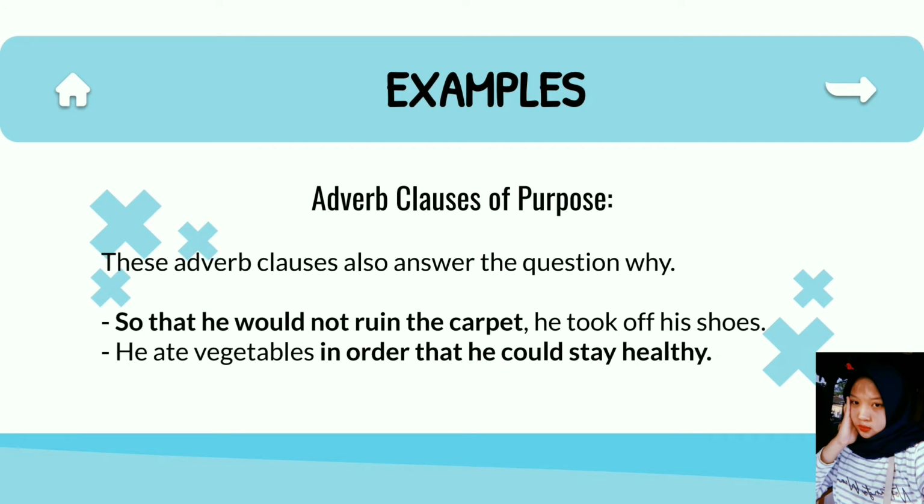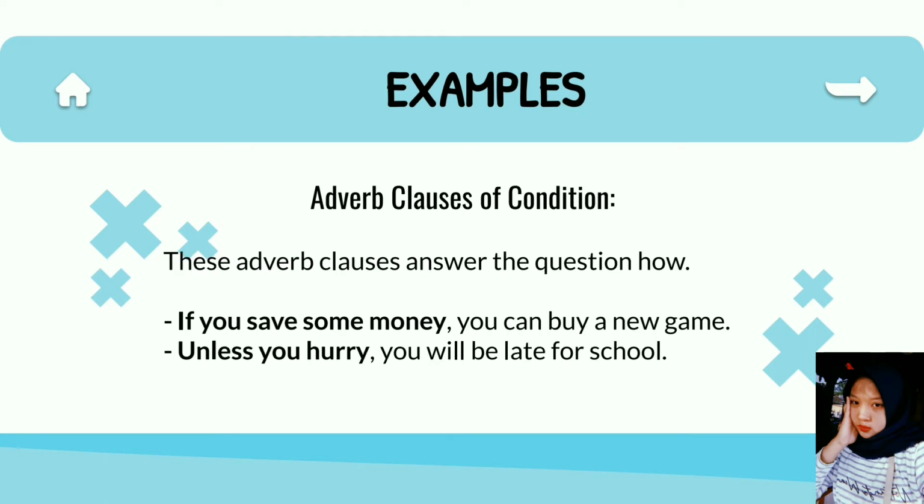And the next example is adverb clauses of purpose. These adverb clauses also answer the question why. So that he would not ruin the carpet, he took off his shoes. He ate vegetables in order that he could stay healthy. Next example is adverb clauses of condition. This answers the question how. If you save some money, you can buy a new game. Unless you hurry, you will be late for school.